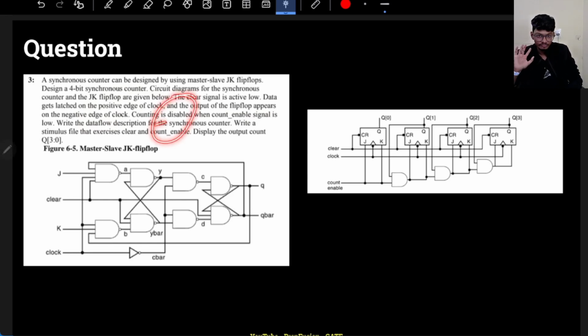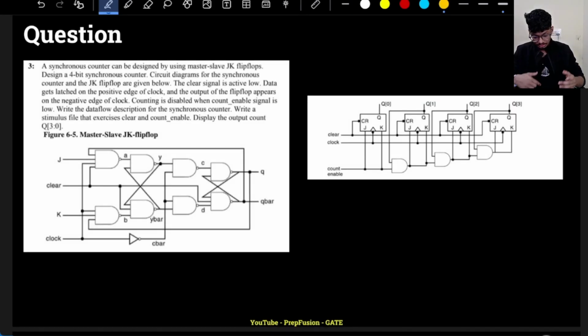Counting is disabled when count enable is low. Okay, counting will be disabled. So if this signal is low, then there will not be any counting. So all of this will be 0. Then if this is 0, automatically this is also 0. If this is 0, then automatically this is also 0. So that is how the counting works.